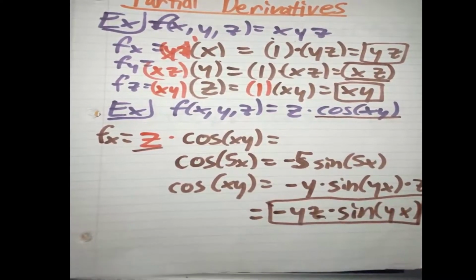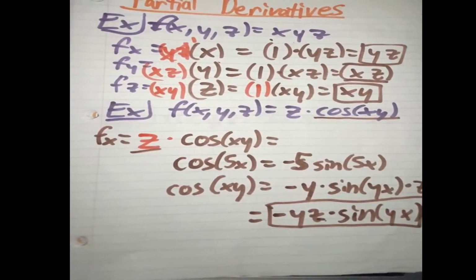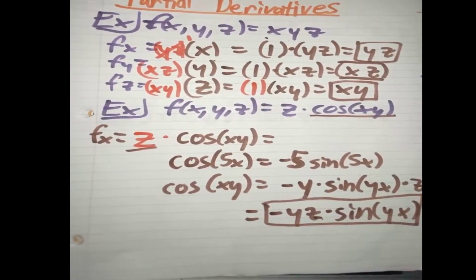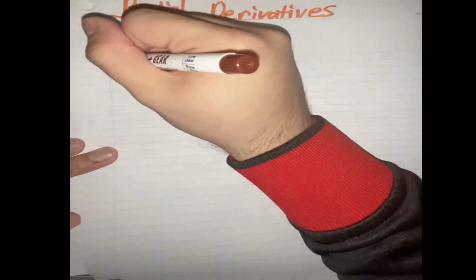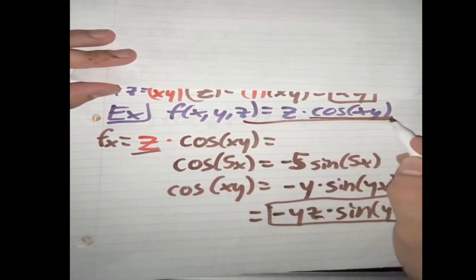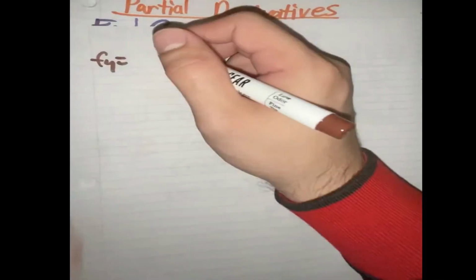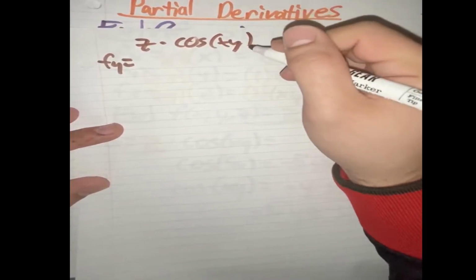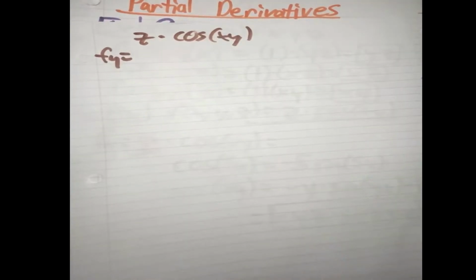So that's how we take it with respect to x, but what if we need to take it with respect to y? With respect to y, we're doing the exact same thing, except we're doing it with respect to y. So we're still doing this function down here. I'll write it up here: z times cosine xy. z is a constant, so we're going to go ahead and eliminate it for now.